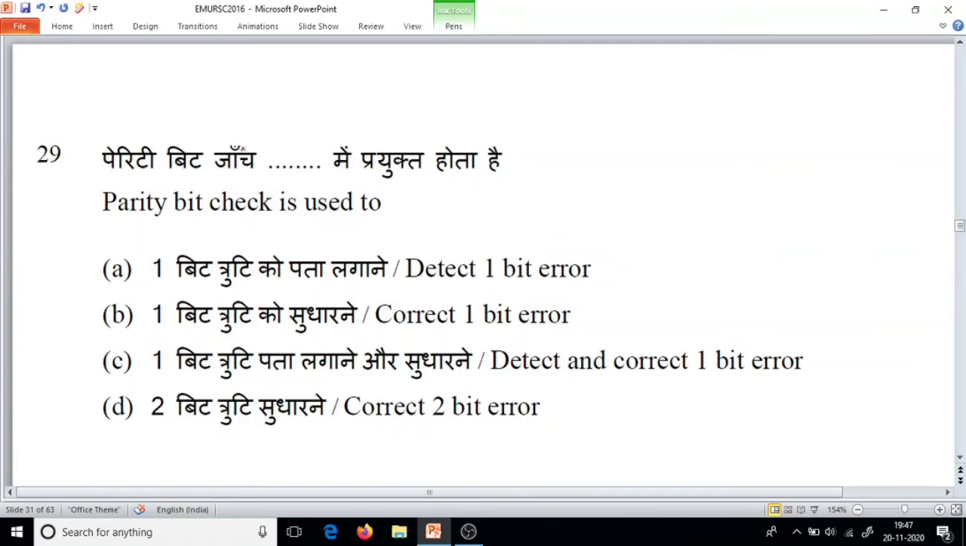Now question number 29. Parity bit check is used to. This parity bit is used in detecting a one bit error, but it cannot correct it. It can detect only the one bit error. There are two types of parity bit also, odd or even.